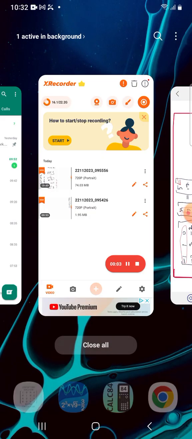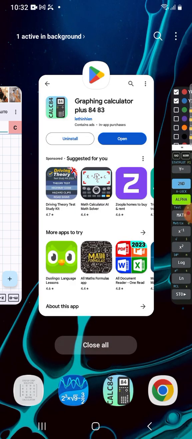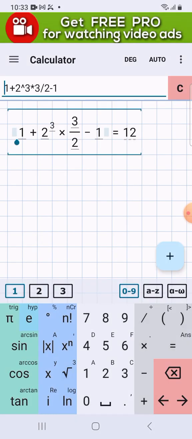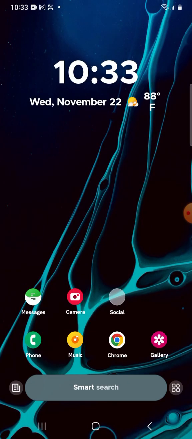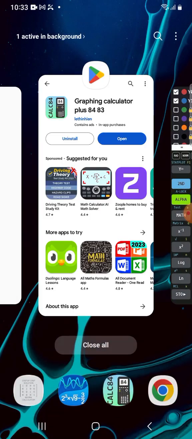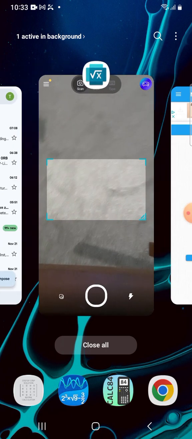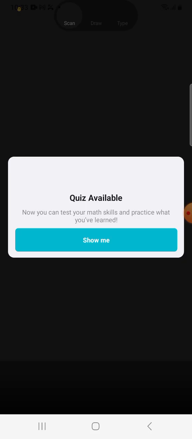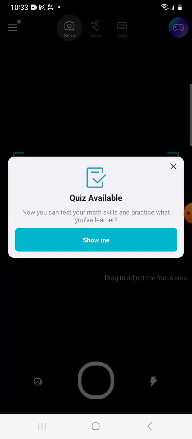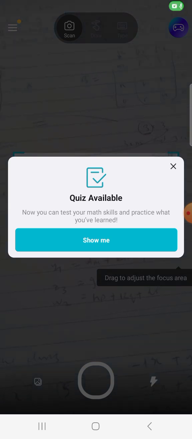Let me see if I can do it here. Okay, the solver. Is that the solver? I don't think so. It looks like it. Okay, that's not the solver. That's another calculator. Let me look for the math solver. Okay. Yep. Here you are. So this is the math solver. Okay. Let me demonstrate how it works.